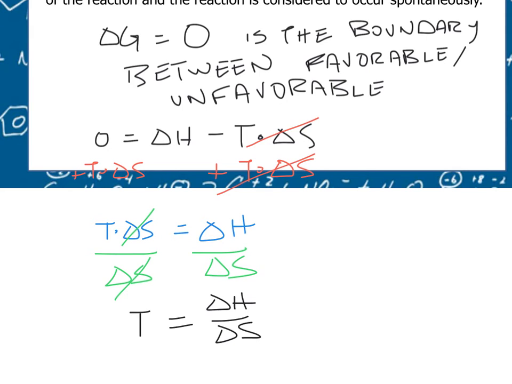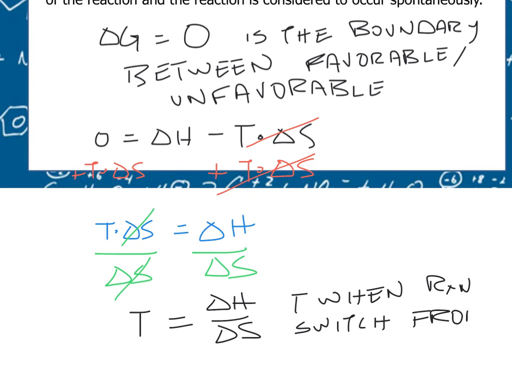And this is going to be the temperature when the reaction would switch from favorable to unfavorable. At this point though, I don't know if the reaction would want to have temperatures above that or temperatures below that temperature to be favorable. I just know that this is my boundary condition.